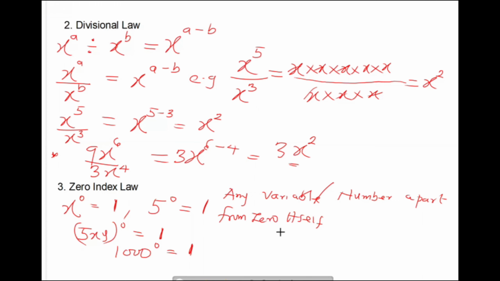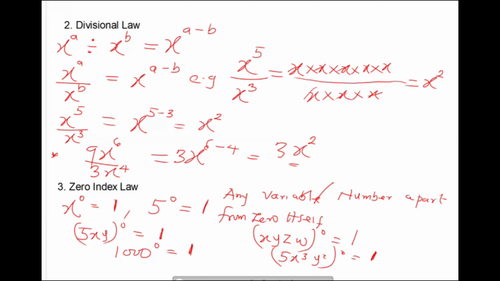Do you get now? That means if you use any variable or number apart from zero itself to the power of zero, that means we always have a unity, one. So no matter how they combine it, it will always be one. If I say x, y, z, w, all raised to the power of zero, it's still one. If I say 5x cubed y squared, all raised to the power of zero, still give me one. Don't forget, a variable or a number apart from zero itself, raised to the power of zero is one.